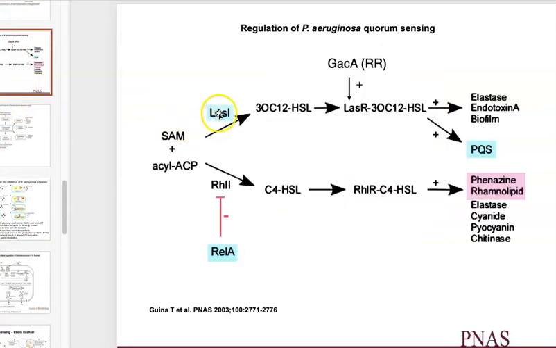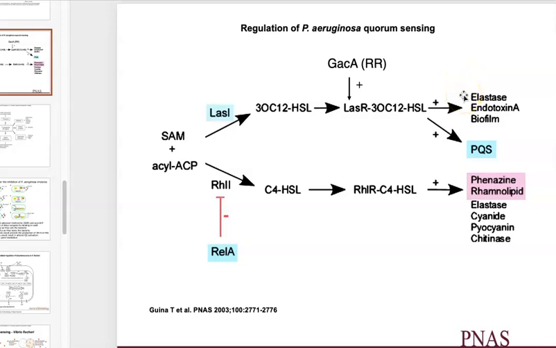And so here are a few of those. Here's S-adenosyl methionine and acyl-ACP. These are starting materials that help the autoinducer synthase, in this particular case LasI, and the autoinducer synthase RhlI. They take these substances and they make autoinducers with them, either the 3-oxo-C12 or the C4. And so the 3-oxo-C12 has to look for its signal receptor, the LasR protein, and that forms this complex. And then these guys can activate these toxins, these virulence factors.